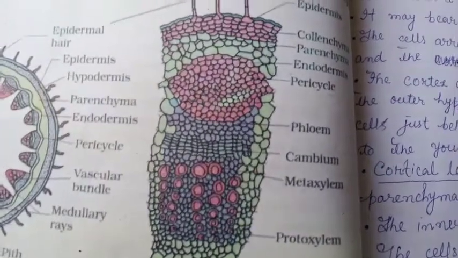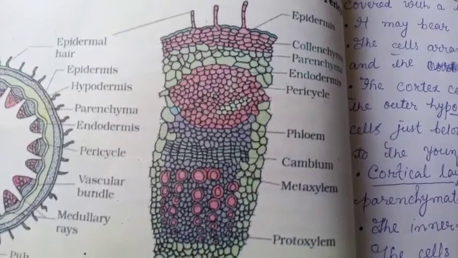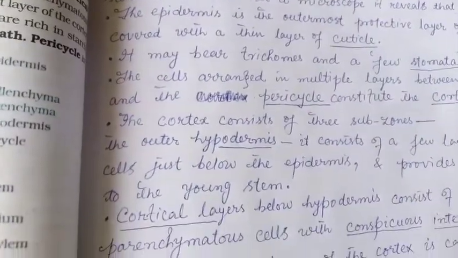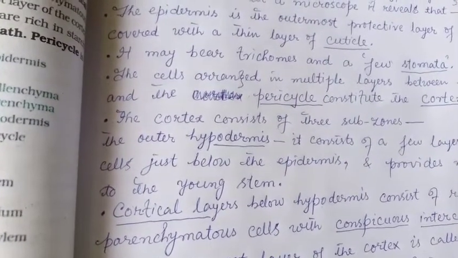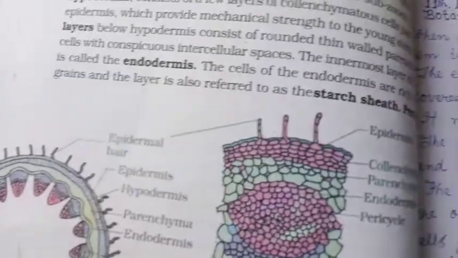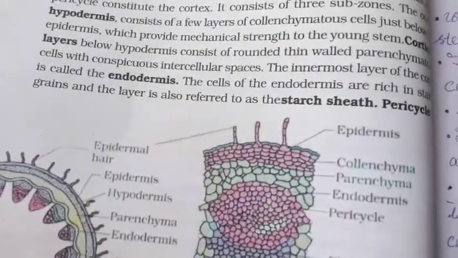You may have the view of this. Between epidermis and pericycle lies the cortex tissue. The cortex consists of three subzones. The outer hypodermis consists of a few layers of collenchymatous cells just below the epidermis and provides mechanical strength to the young stem. These are the collenchymatous cells just lying below the epidermis.